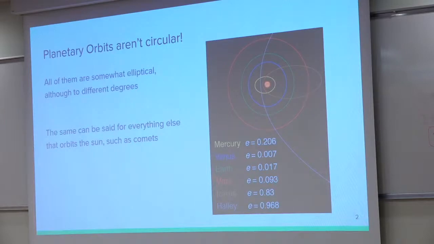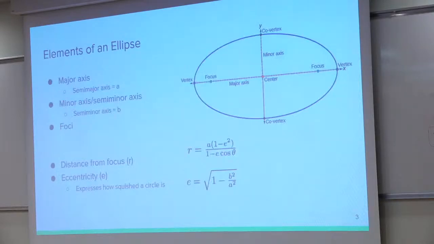Anyway, they're all elliptical, and there are many elements of an ellipse. There is the major axis across the wide way, and the semi-major axis is half of that. Then the minor axis and semi-minor axis. Then the foci, or focus in the singular, and we have 2 of them. The distance from the focus at some point r can be expressed as the semi-major axis times 1 minus the eccentricity squared, over 1 minus the eccentricity times cosine of theta.